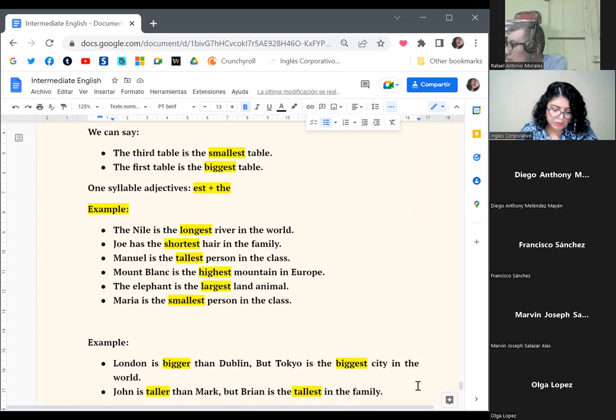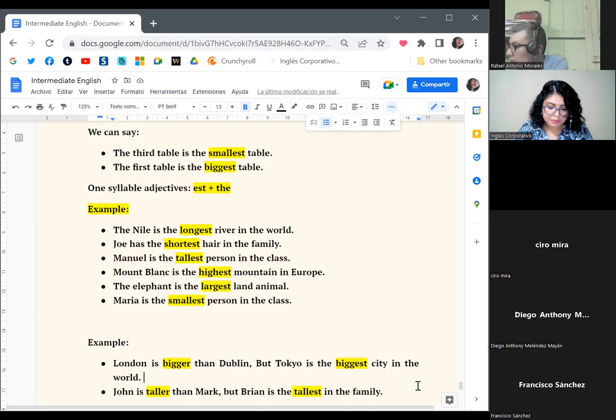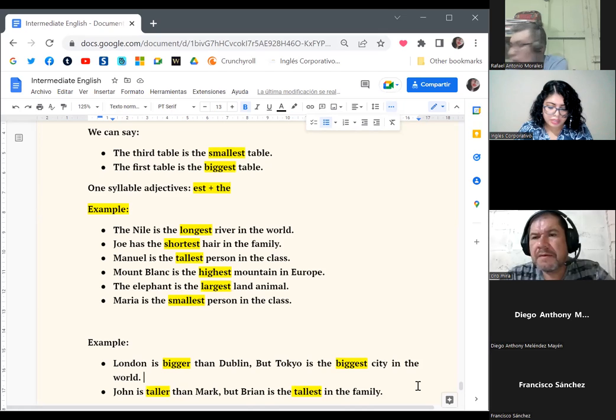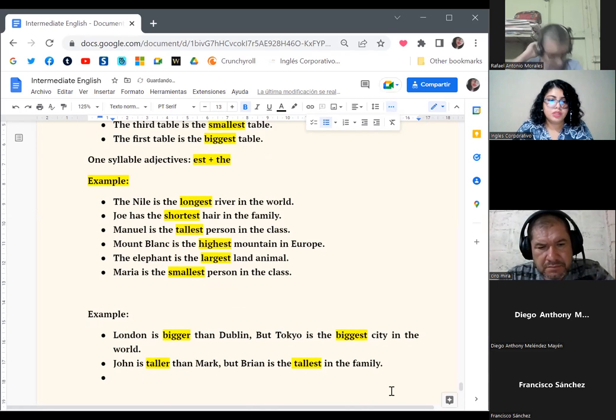So let's see. We also have these structures that we are going to use to create these kinds of sentences. So we need to know how to use those structures to form sentences. After that, we are going to make some exercises. Let me take this, and I need to change this one. So here.